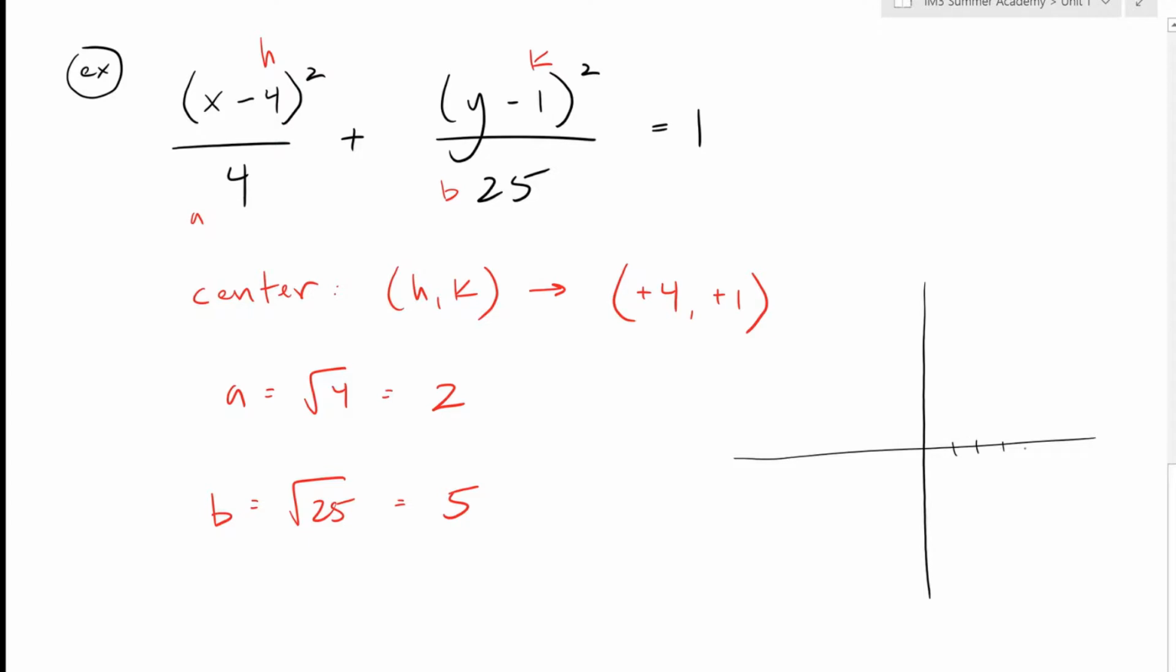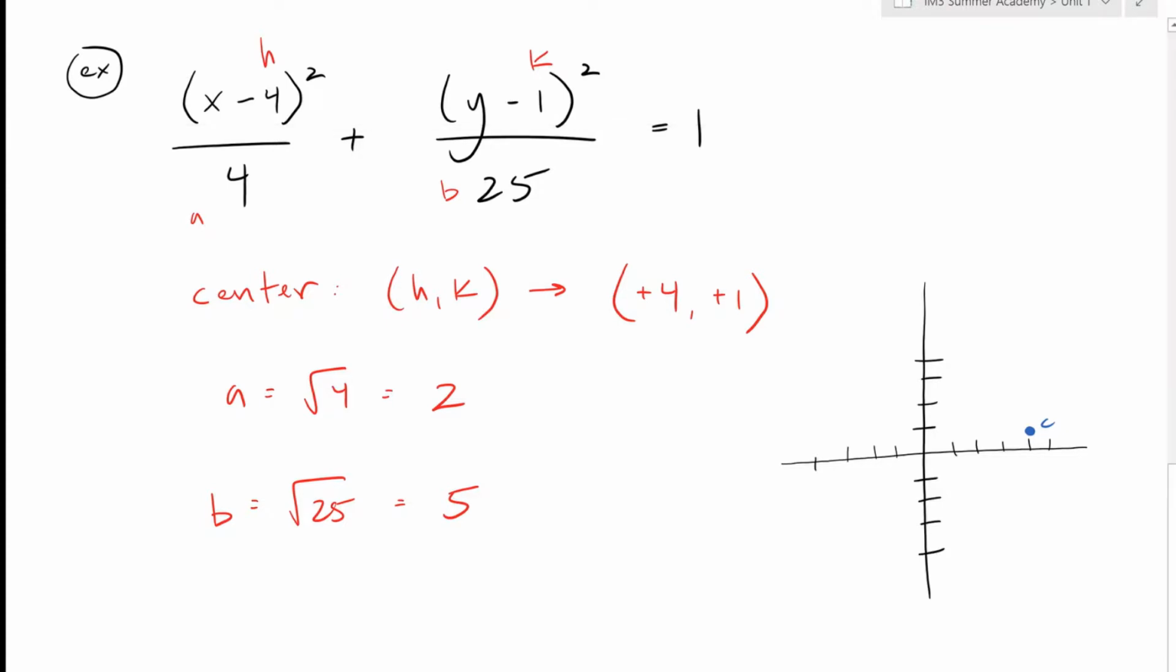1, 2, 3, 4. That's kind of weird. Might need some more lines, so I'll leave some space for some. All right, my center is at positive 4, positive 1. So over 4, up 1. There's my center.